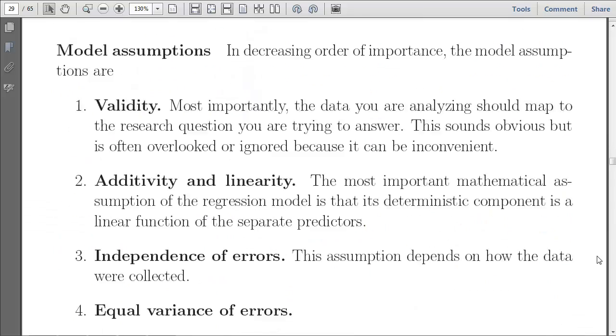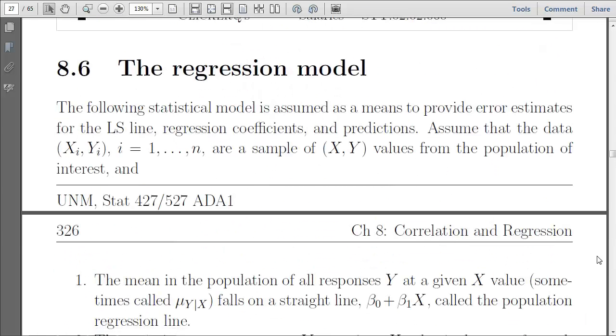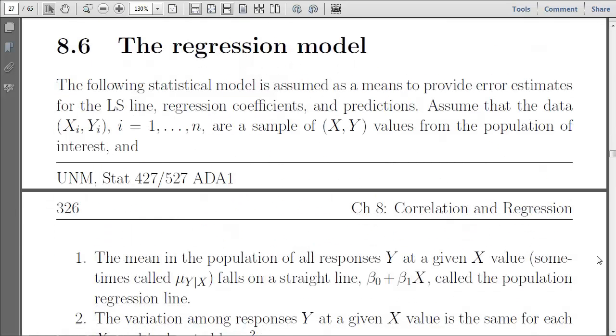Let me page down for a second. All right. I think we will continue in the next video discussing more about the regression model, specifically what we assume in the regression model, and then how to assess those assumptions.